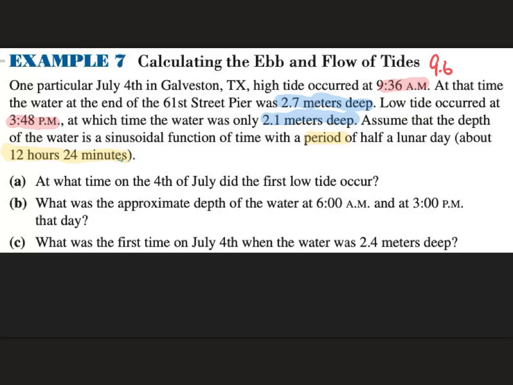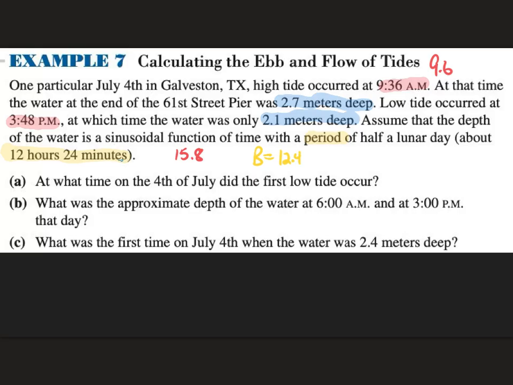This is 9.6 hours from midnight. 3:48 is 15.8 hours from midnight. Our 2.7 to 2.1 is meters. 9.6 and 15.8 are times. Our period equals 12.4. This is our period, our B.